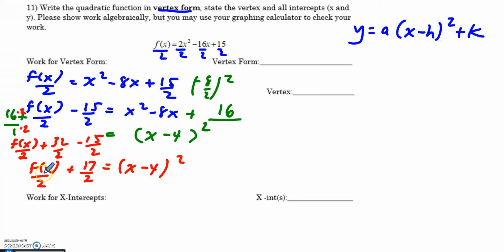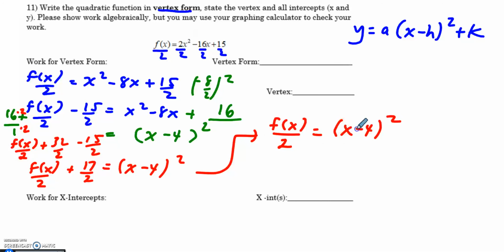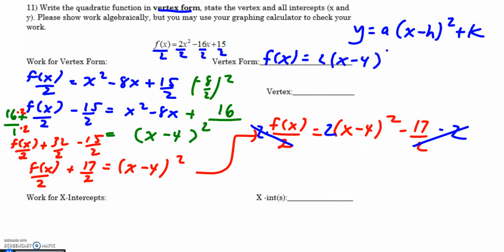If my goal is to get f of x back alone again, what I would do is move the 17/2 back over. So I'd have f of x over 2 equals x minus 4 quantity squared minus 17/2. To get f of x alone, I would need to multiply every term by 2, so these would cancel, and so would this. So my final answer in vertex form would be f of x equals 2 times x minus 4 quantity squared minus 17.